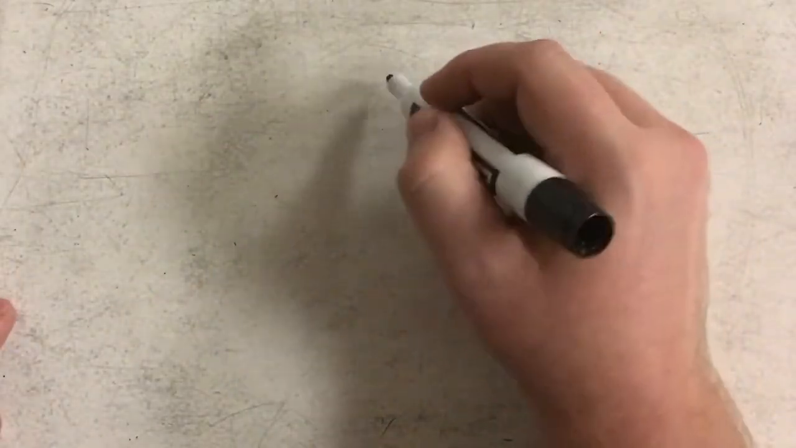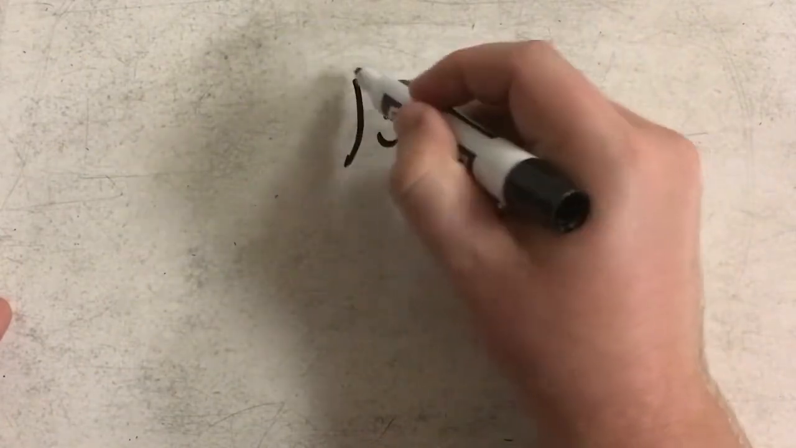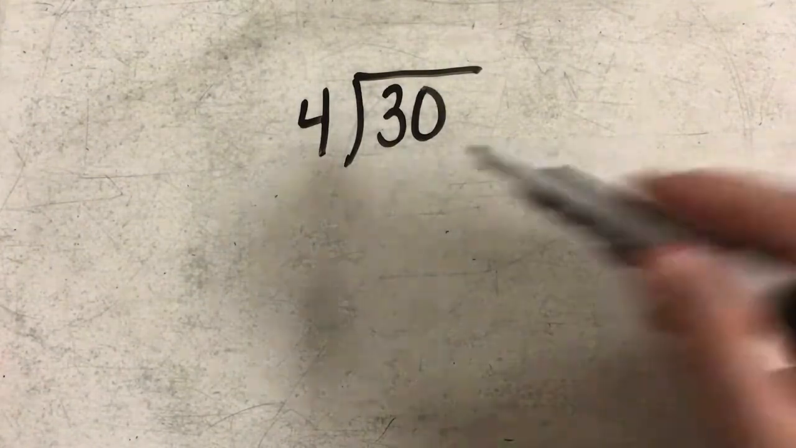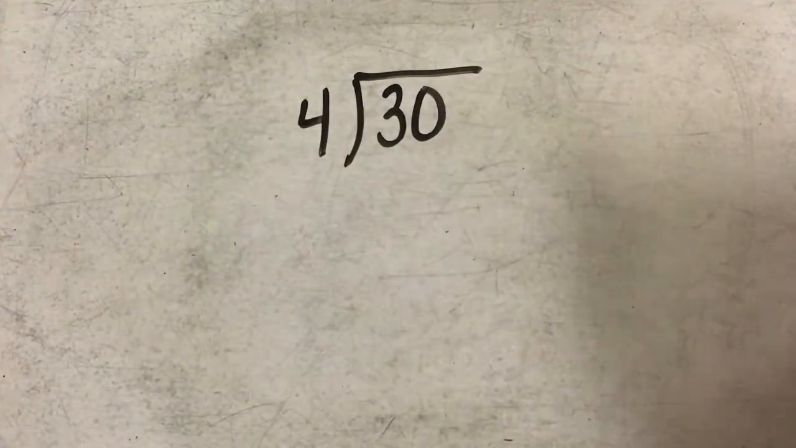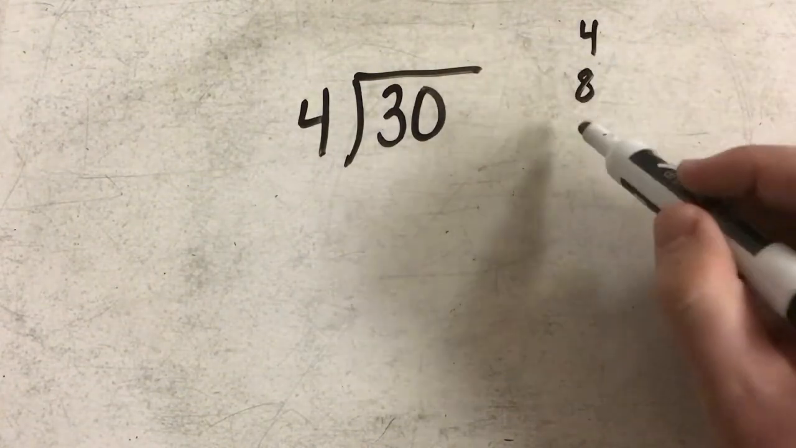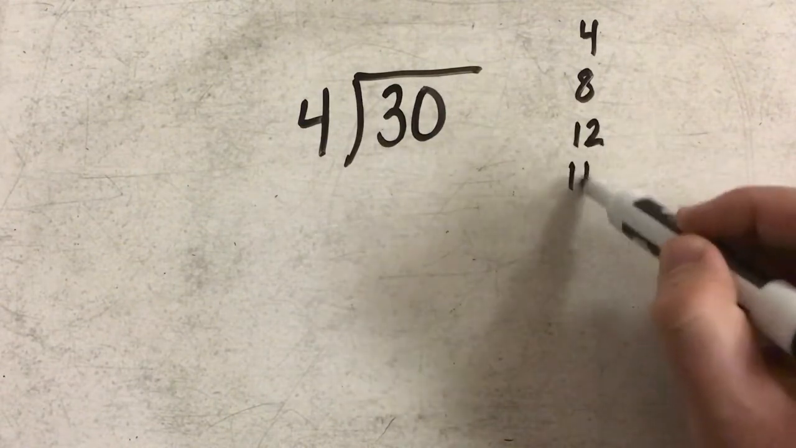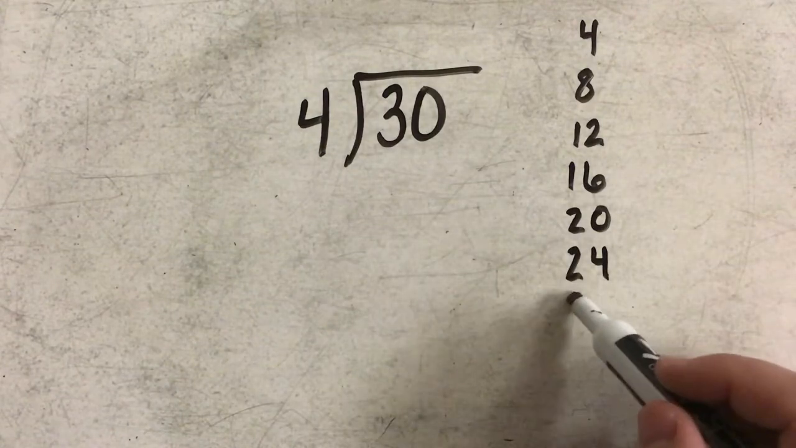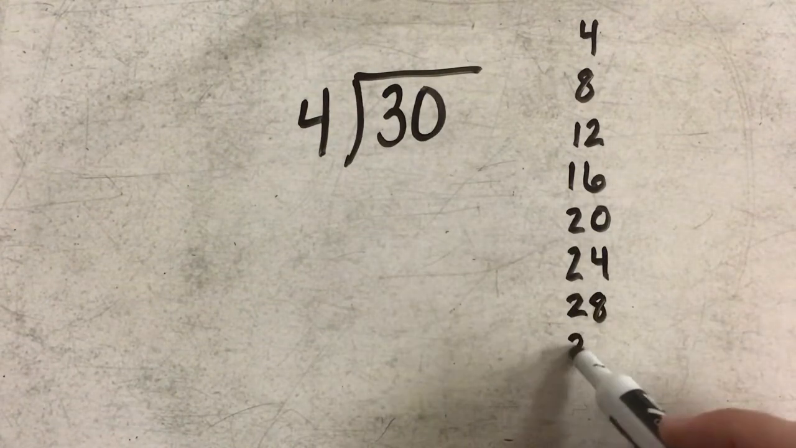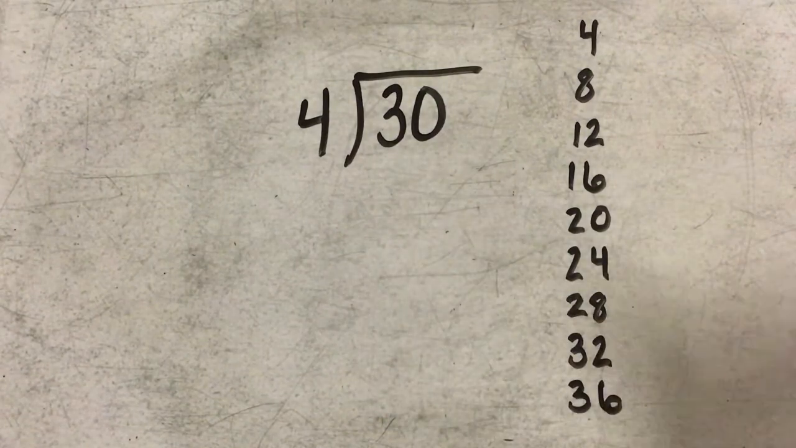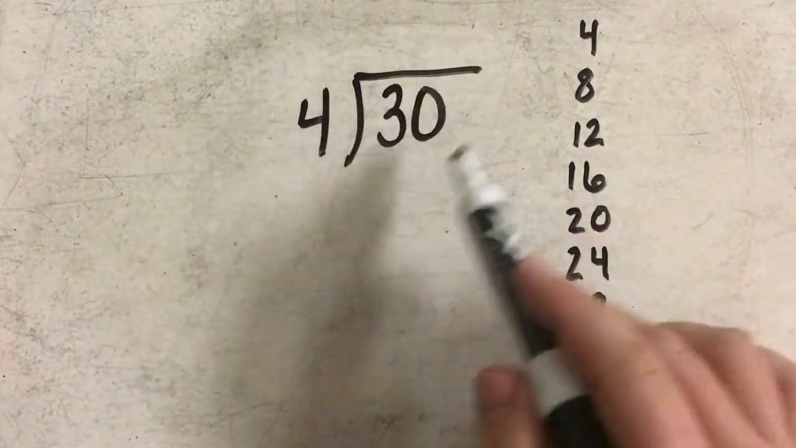Let's do one more example. In this example, we'll divide 30 by 4. Again, I'm going to start by listing my multiples of the number that I'm dividing by, starting with 4 times 1, 4 times 2, 4 times 3, 4 times 4, 4 times 5, 4 times 6, 4 times 7, 4 times 8, 4 times 9. And again, I'm going to go ahead and stop there because I have a number that's greater than 30.